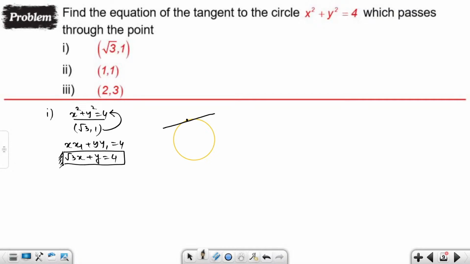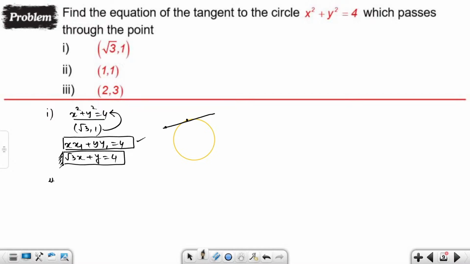How do we know? Because we know that this point is lying on the circle. That is why we have used this form, because this form will be applied only when your (x1, y1) is on the circle. Again, I am telling you, on the circle. If this point is somewhere else, this formula will not be applied. Until and unless your (x1, y1) is on the circle, you cannot use this form. Be very, very careful.